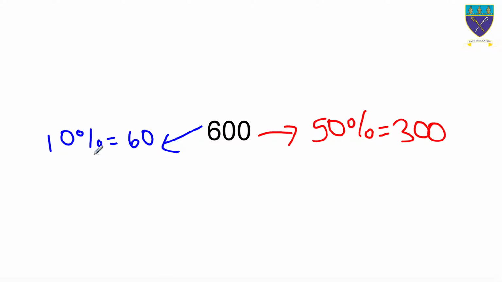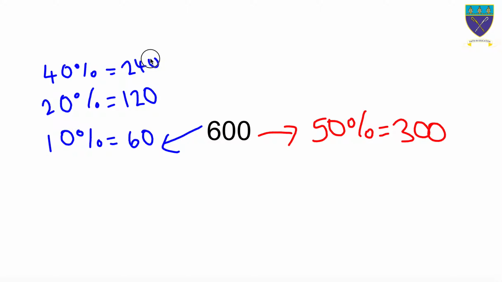Now from the 10%, I know that I can double that, and that would give me 20%. So 20% would be double the answer of 10%, so 120. If I know 20%, then I also know 40%. 40% would be double of that, which is 240. And if I know 40%, then I also know 80%. 80% would be 480.